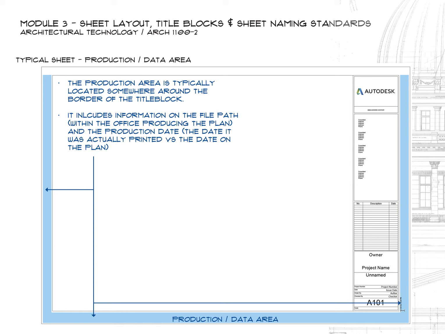And the other thing that it will also include is the file path, so that if there are 5 people working on a project and they open up that sheet, they might not know exactly where it's located on the network. They should know, but just in case, the production area is another great place to find that information. So again, in a nutshell, the production area has a timestamp of when it was printed, physically or as a PDF, and it can also include the file path of where this drawing is located on your network or on your computer.